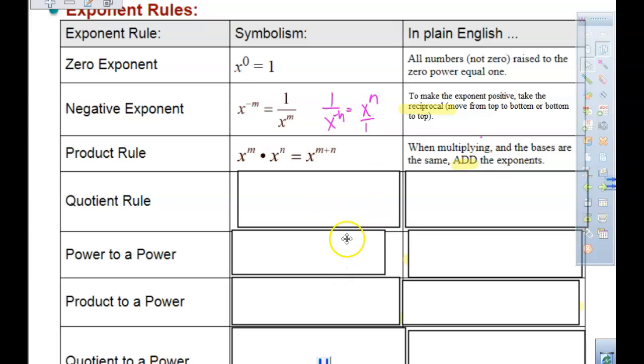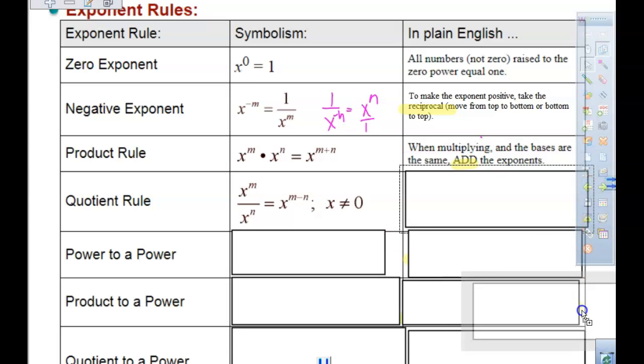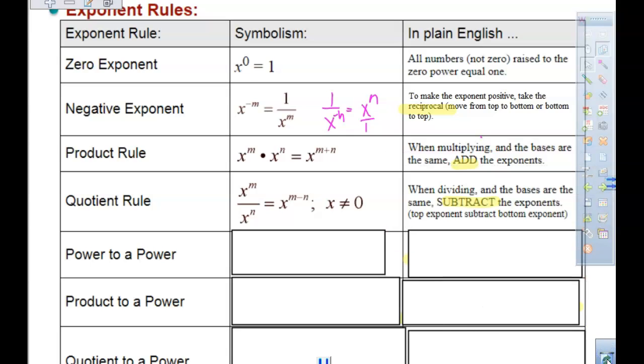Quotient rule. The quotient rule is when we divide and we have the same base, we are then subtracting. Now, you might have seen in that problem that I did in problem 73, I did the subtracting in the denominator instead of the numerator. My hint is wherever you have the larger power, the larger exponent, keep it there. So if it's in the numerator, do m minus n. If it's larger in the denominator, do n minus m. Keep it in the denominator. Key thing, you are always subtracting.